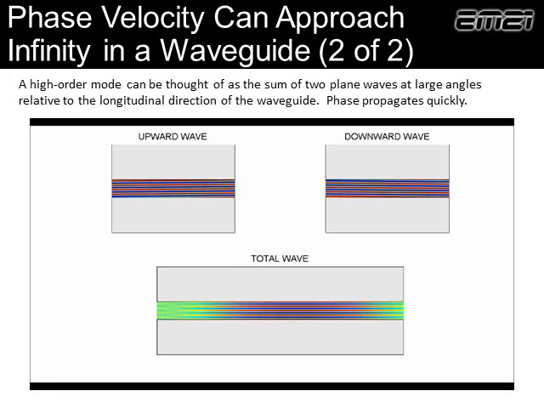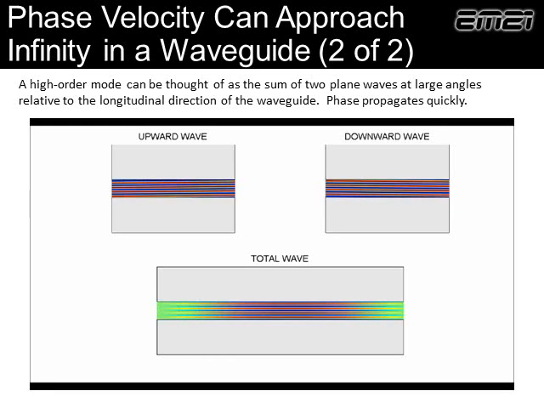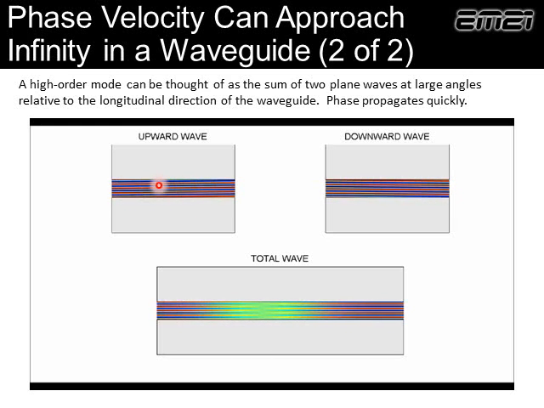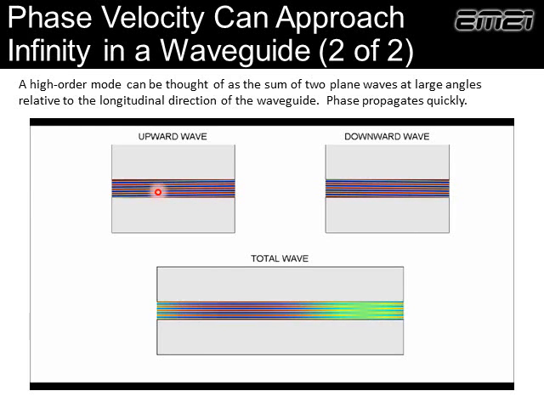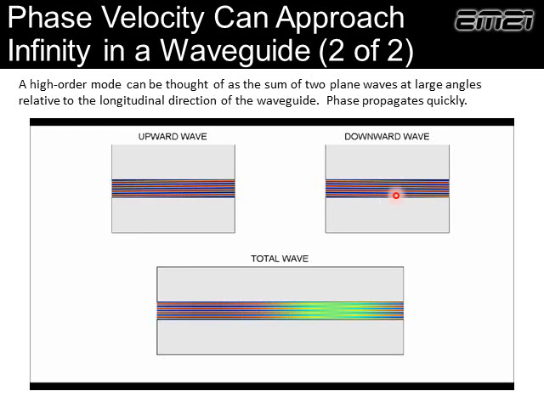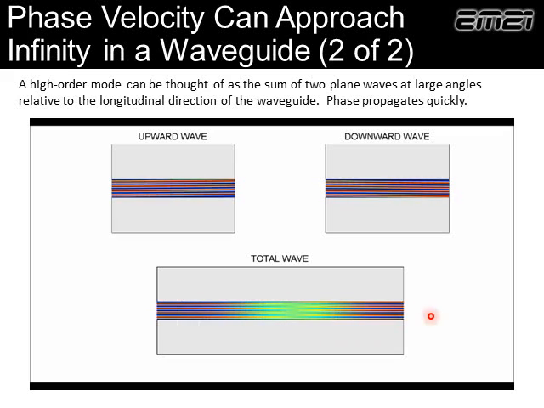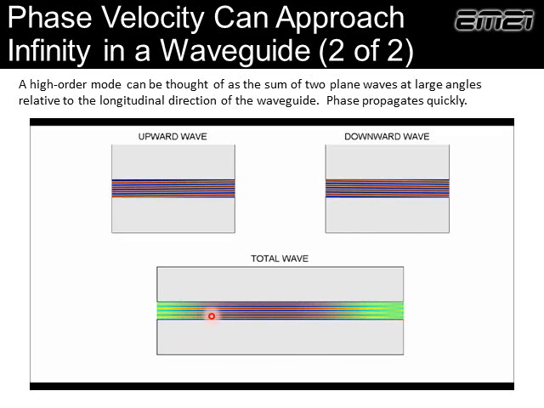Play the movie. And what we see now, we have a very, very high order mode. And again, we can trace our finger along this red line, and we can see the phase velocity of the component wave, if you will, and here's the other component plane wave traveling upward. But if we look at the interference between these two, and we trace our finger along the mode, what we see is this mode is traveling very, very quickly.